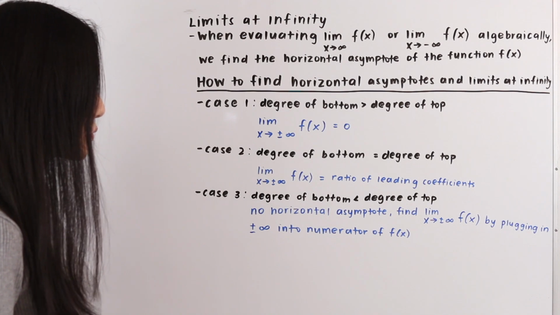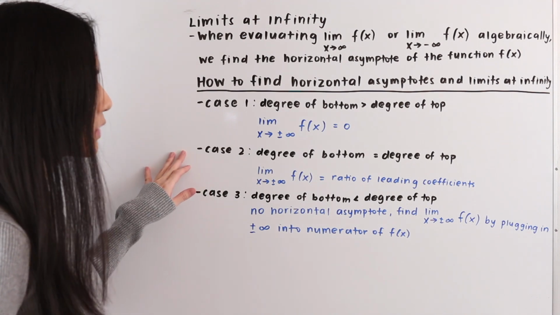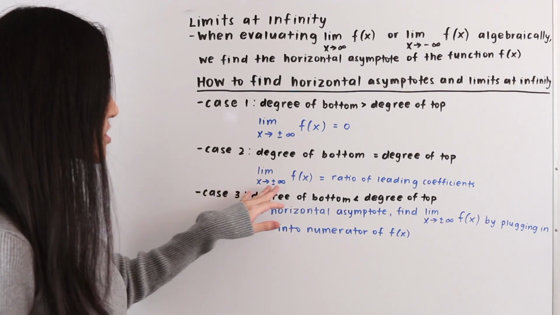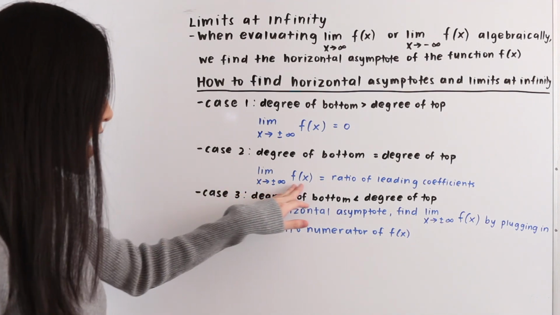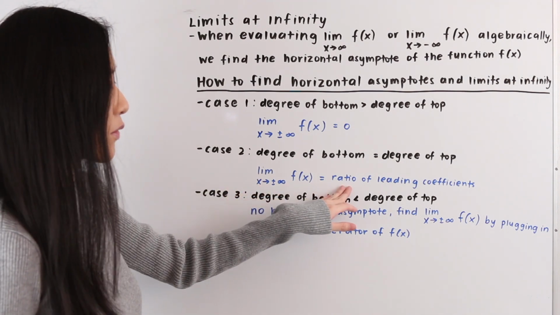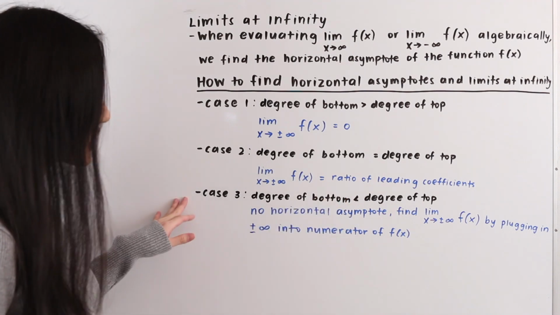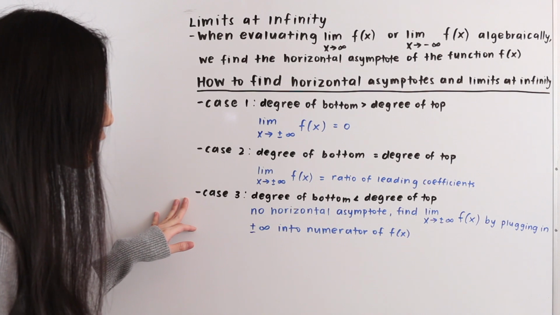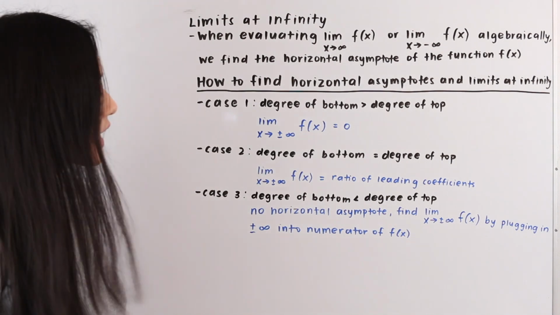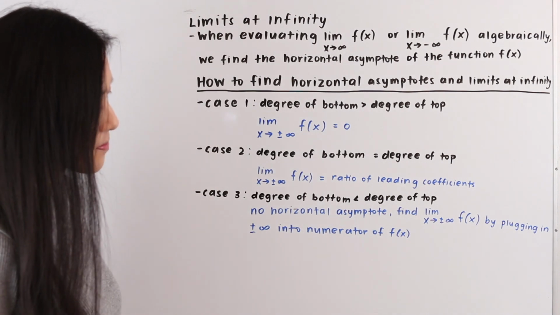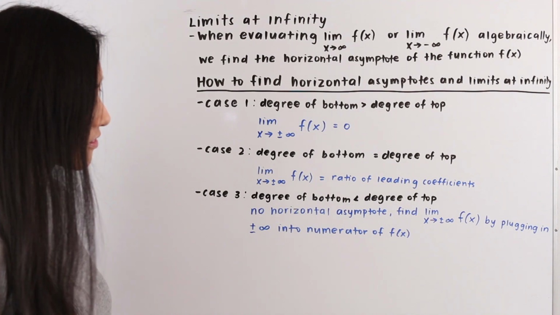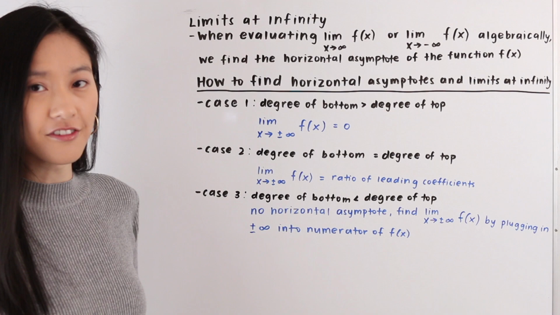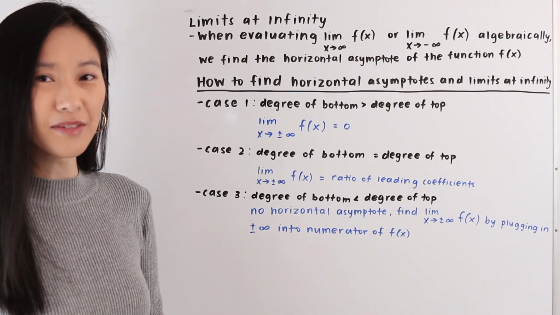And in case 2, we have the degree of the bottom equal to the degree of the top, and in this case the limit as x approaches positive or negative infinity of f of x is equal to the ratio of our leading coefficients. And in case 3, we have the degree of the bottom less than the degree of the top, and in this case we have no horizontal asymptote, and we find the limit as x approaches positive or negative infinity of f of x by plugging in positive or negative infinity into the numerator of f of x. So let's go ahead and take a look at some examples.